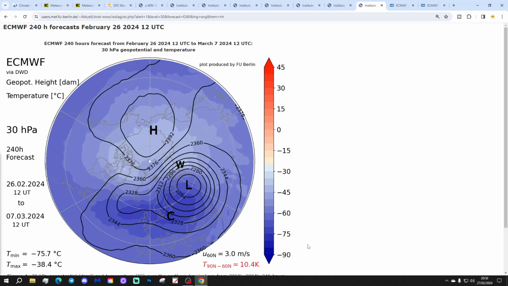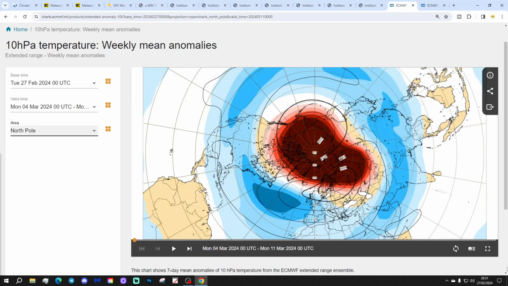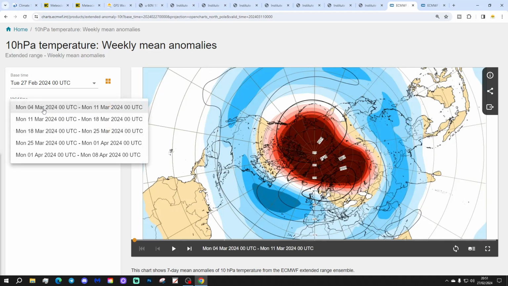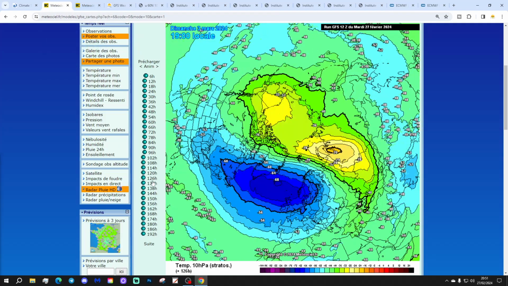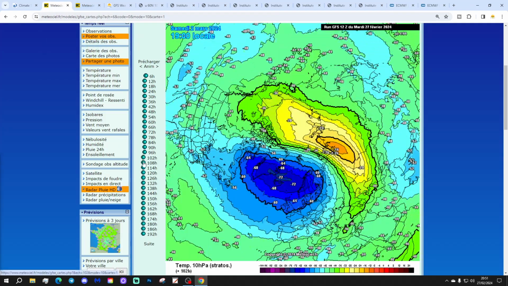That's a bit speculative, so we'll wait a few more days to confirm that within those charts from University of Berlin. Extended data from the ECM looking like this. So this is the weekly mean temperature anomaly for 10 HPA. This is starting with week one, the 4th to the 11th of March. It was a deep red area. That is the warming of the stratosphere that we've been talking about here, for example.